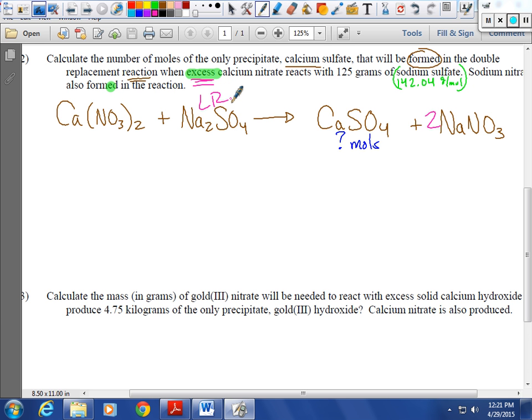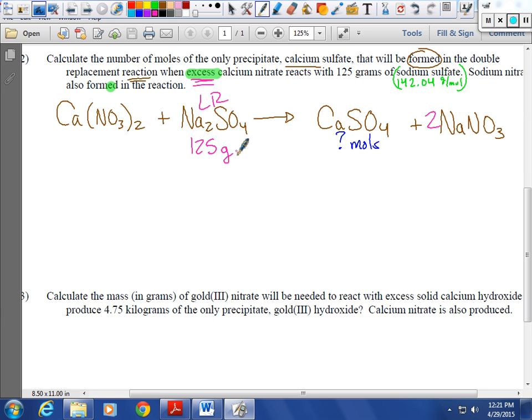What if they had not told you calcium nitrate was the excess? How would you have known? Do they give you any numbers for it? Well, if they don't give you any data, then you can't use it. Does that make sense? The only other thing they give you data about is sodium sulfate, which is 125 grams of sodium sulfate. So now, I know my limiting reactant. So can I convert from my limiting to my unknown?